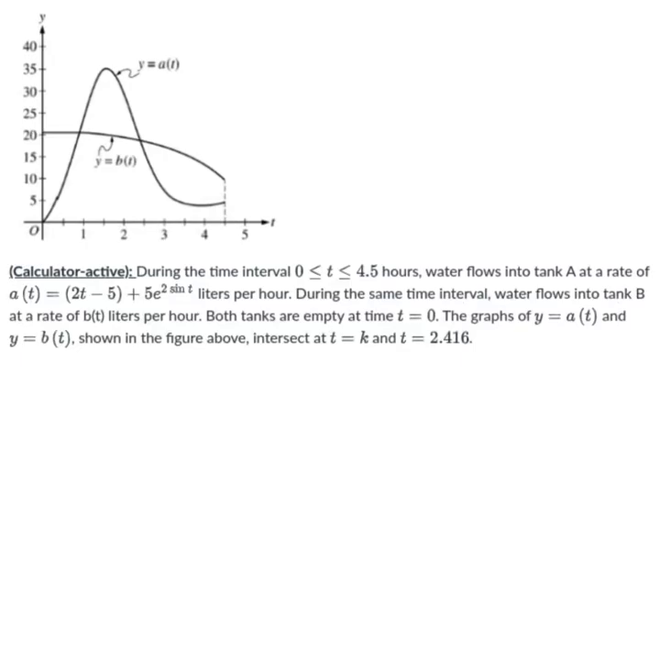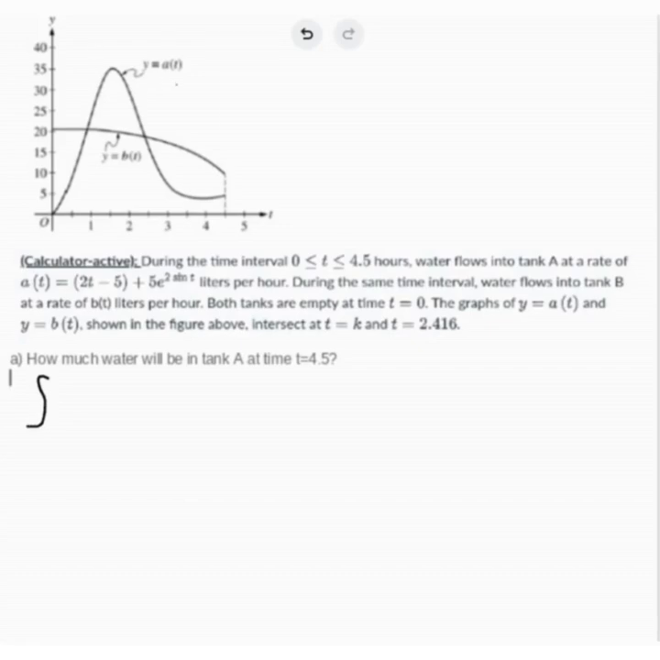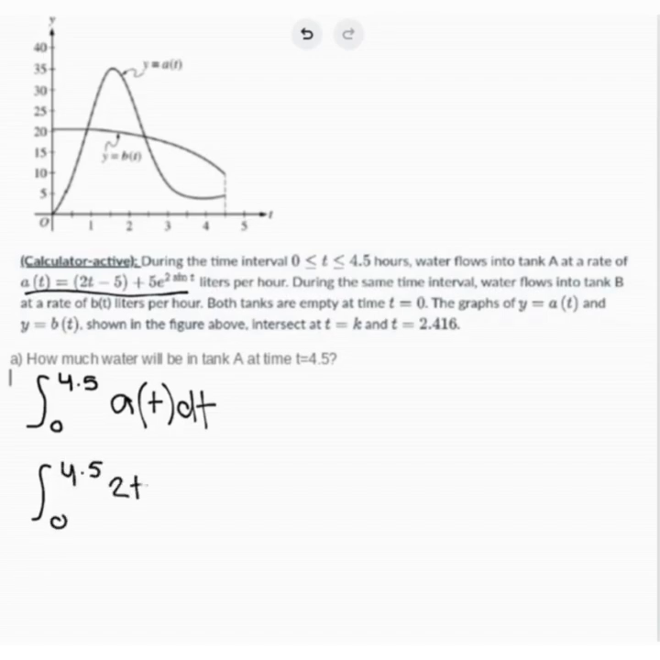Hello, today we will be working on an FRQ. For part A, it asks how much water will be in tank A at time t equals 4.5 hours. The graph above shows us how many liters are being added into tank A and tank B per hour. Therefore, in order to find how much water will be in tank A at time t equals 4.5 hours, we are going to integrate the function from 0 to 4.5.